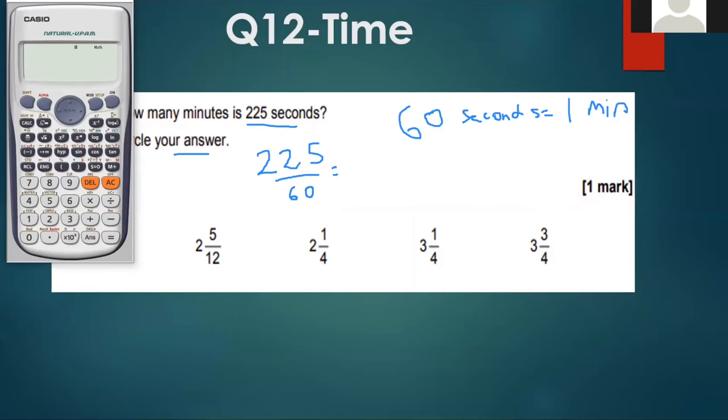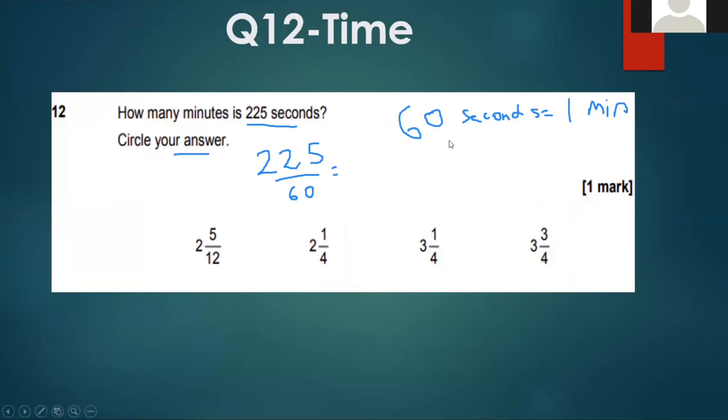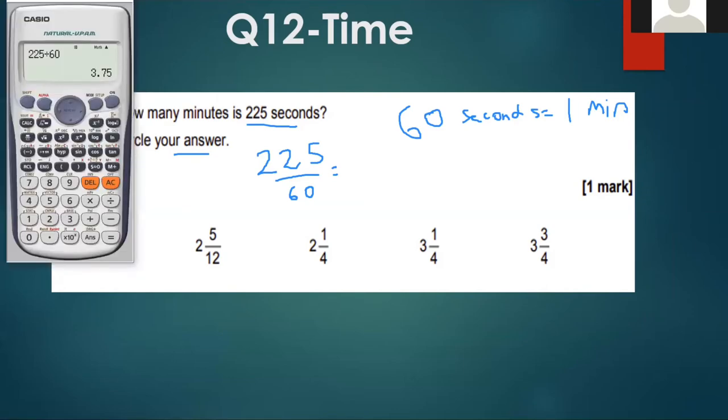So working this out on my calculator, 225 divided by 60, guys, gives me 15 over 4, which is 3.75. So checking our answer, 0.75 is equivalent to 3/4. So it's 3.75 on my calculator. If I press the SD button again for that number, it should tell me it's 15 over 4.